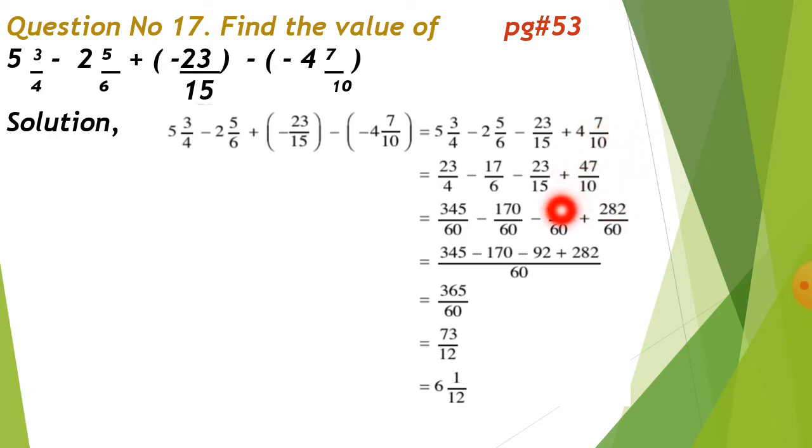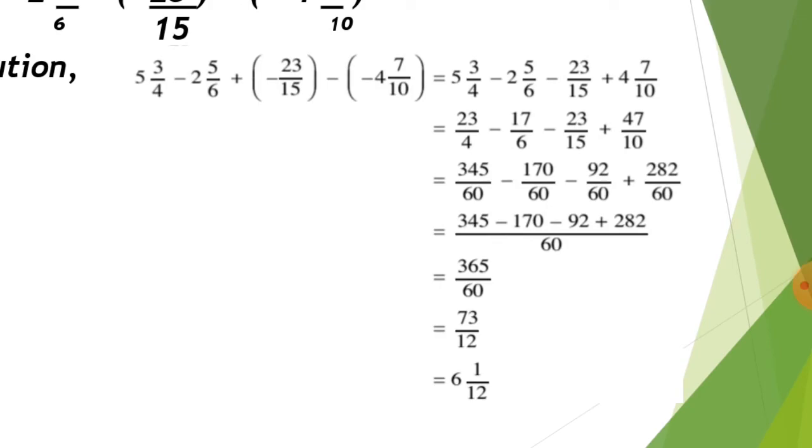The last one also we have to do the same process. 60 is going to be divided by 10, then it will be 6, 6 is going to be multiplied by 47, and the answer we will get is 282. Now you can see that we are having the same denominators. We are going to write one only, that is 60, and we are going to write the numerator 345 minus 170 minus 92 plus 282, and we are going to subtract these both numbers, then again subtract, then add this number. We will get the answer 365 over 60, and if we divide these both numbers we will get 73 by 12.